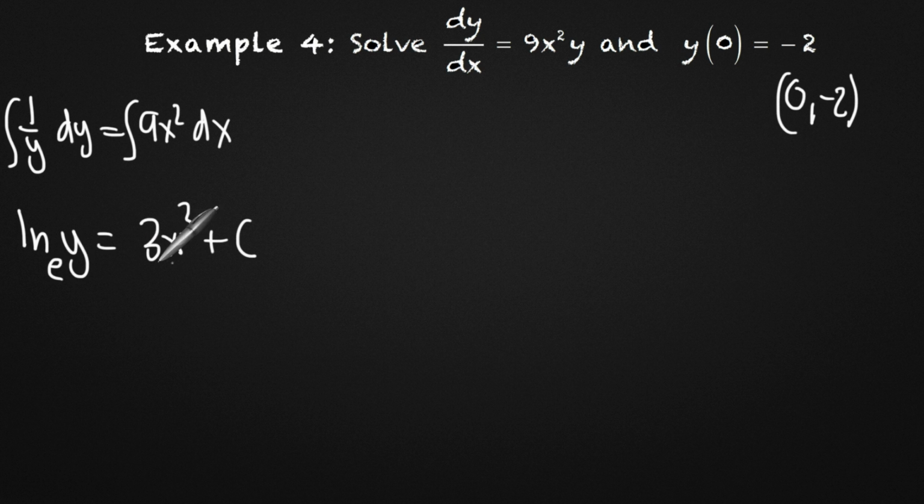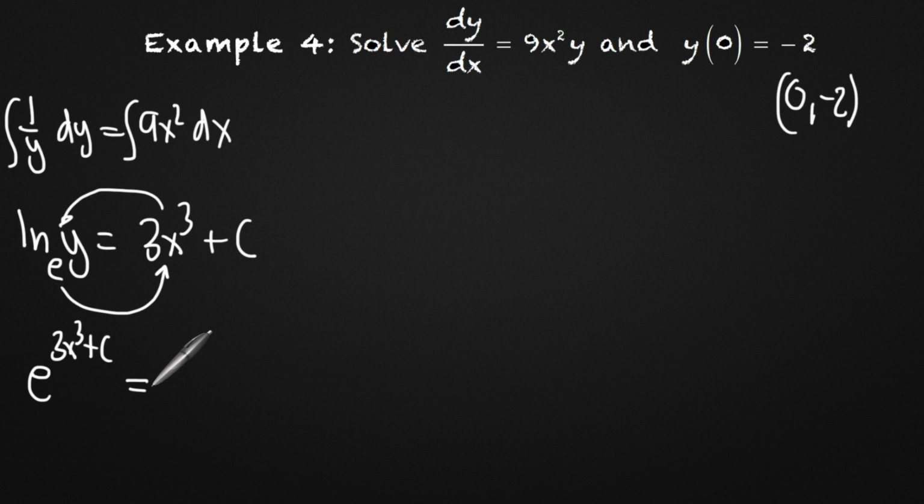I'm going to do something a little bit different. I'm going to rewrite this equation so that it is in exponential form. So I'm going to take the e, raise it to the other side and set it equal to y. So e to the 3x cubed plus c. Make sure you know that the plus c is with the exponent. It's not here as a constant. And then that's going to be equal to y. Now notice I'm not plugging in my initial condition to get c at this point.